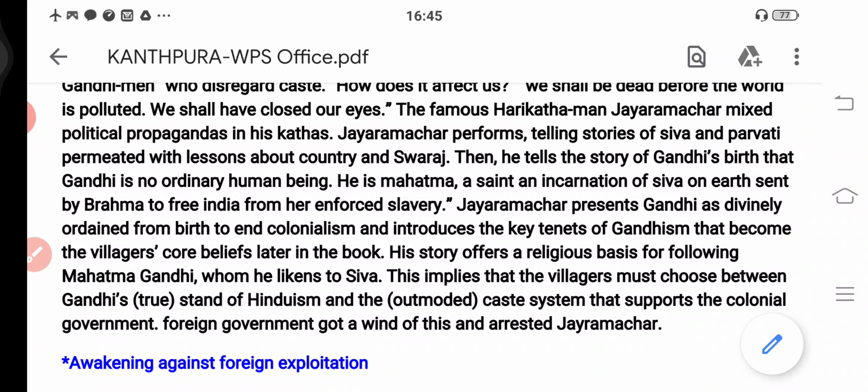The story which Jai Ramachar tells the villagers about Gandhi, I would read it from the book. This is the story Jai Ramachar told us. Achakka tells, in her words, this is the story Jai Ramachar told us.